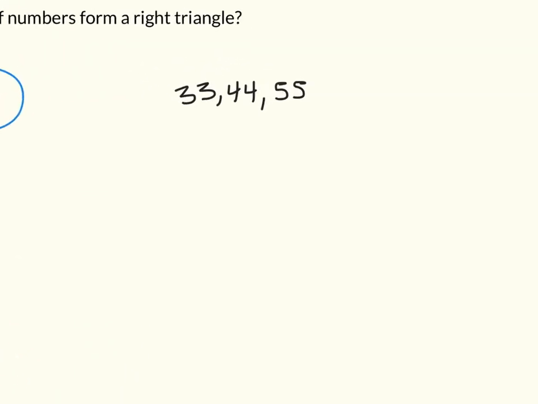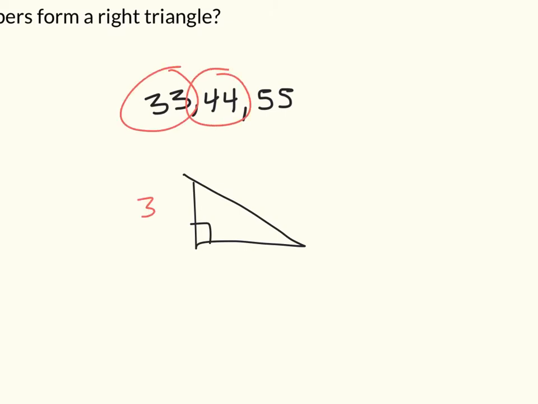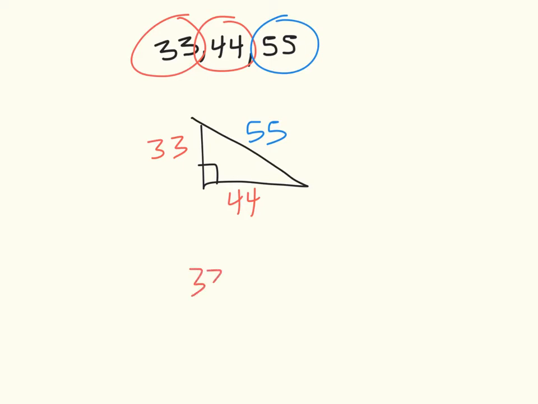Let's try over here on the left. Let's not just assume it's correct. Let's check it. Let's make our right triangle. Our smallest two numbers are my legs, 33 and 44, and my biggest number is the hypotenuse, 55. The Pythagorean theorem says that the area of the two small squares adds up to the area of the big square. So does 33 squared plus 44 squared equal 55 squared?